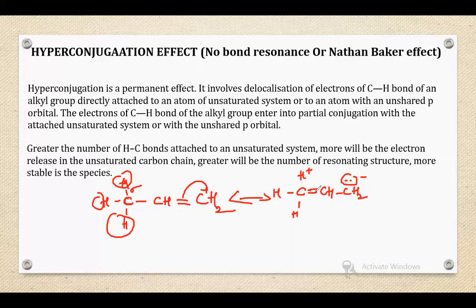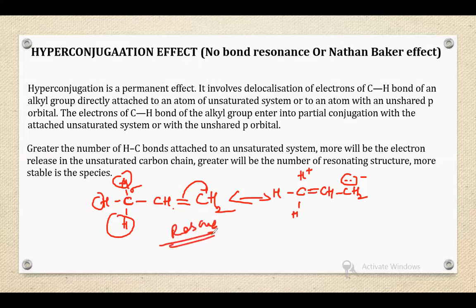This bond will break, the electron shifts to here, and it forms a double bond. Now this will have a single bond. Whether it is this hydrogen or that hydrogen, any one hydrogen breaks and a double bond forms. The attached group is what we call an alpha carbon, with alpha hydrogens. In hyperconjugation, the effect is similar to that of the resonance effect.